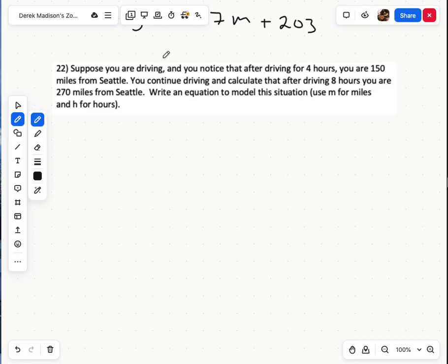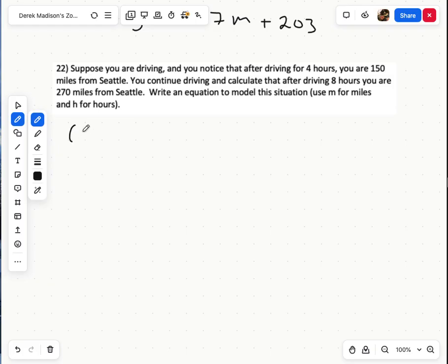Alright, that's better. Suppose you're driving and notice that after 4 hours you're 150 miles from Seattle. You continue driving and calculate that after 8 hours you are 270 miles from Seattle. Write an equation to model this situation. And then here they wrote use m for miles and h for hours. I wish they had written use h for hours and m for miles. Again, because I've done a couple gazillion of these, I know that time is almost always the independent variable, but it would have been nice if they had been a little more consistent in how they listed that down below. But the points are going to be in the same order as they have them up here.